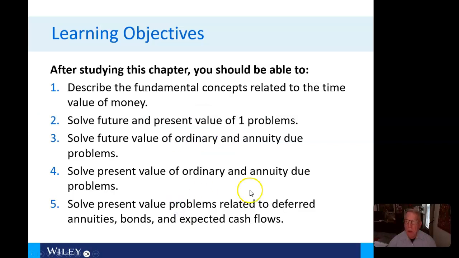Okay, so after we look at this chapter, you're going to be able to see how we do future and present value type problems. And then look at future value of an ordinary and an annuity due problems, and then solve present value of an ordinary and annuity due problems, and lastly, solve present value problems related to deferred annuities, bonds, and expected cash flows.